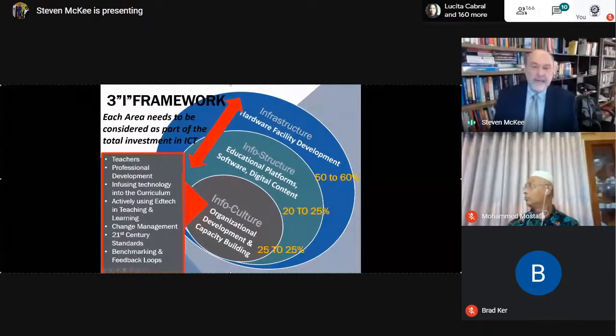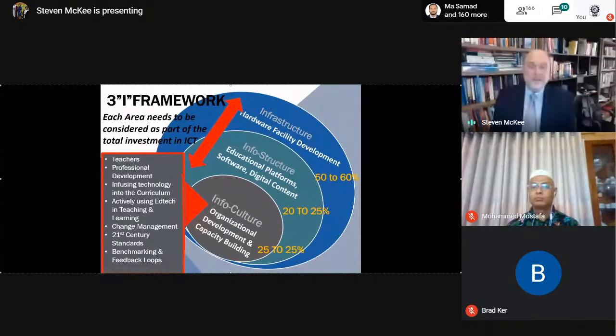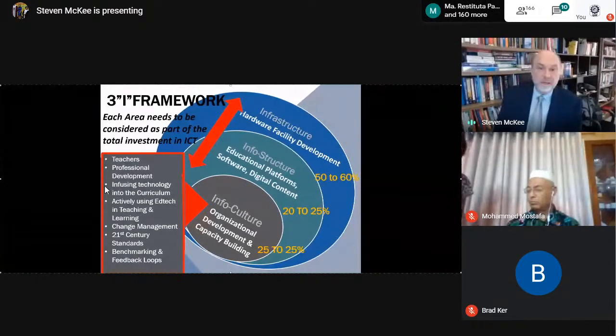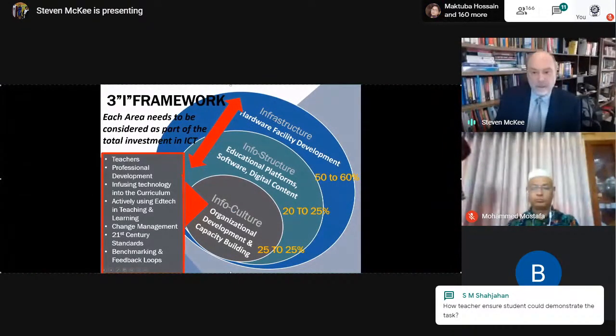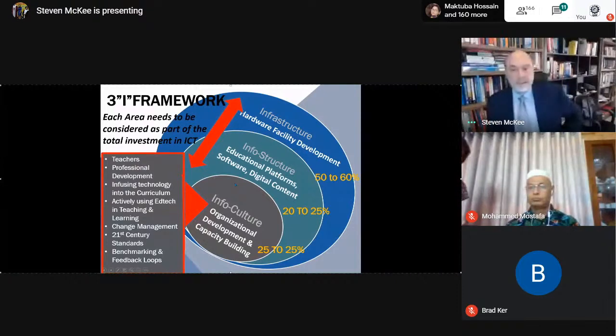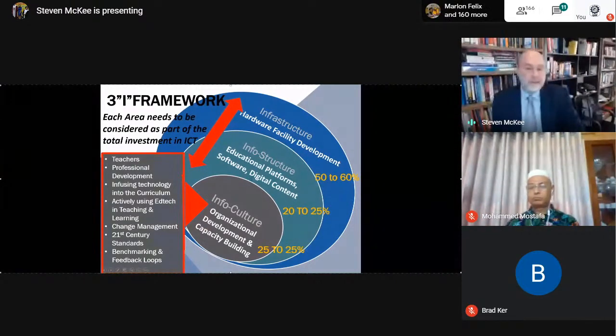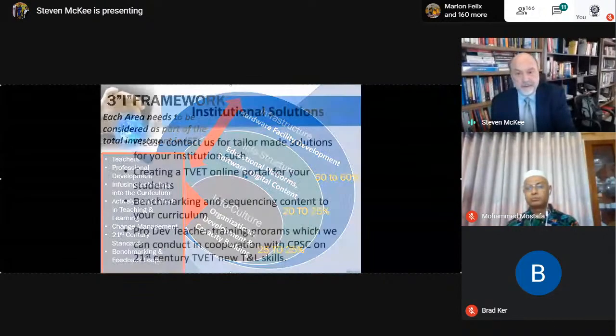If you only upgrade infrastructure, as many projects or digital initiatives have done in the past, it doesn't work, because if you have nothing to run on it, it's not useful. And if your teachers don't know how to use it, it won't get used. So those are three very important pillars to implement to ensure that your initiatives will be successful. It needs to be balanced.